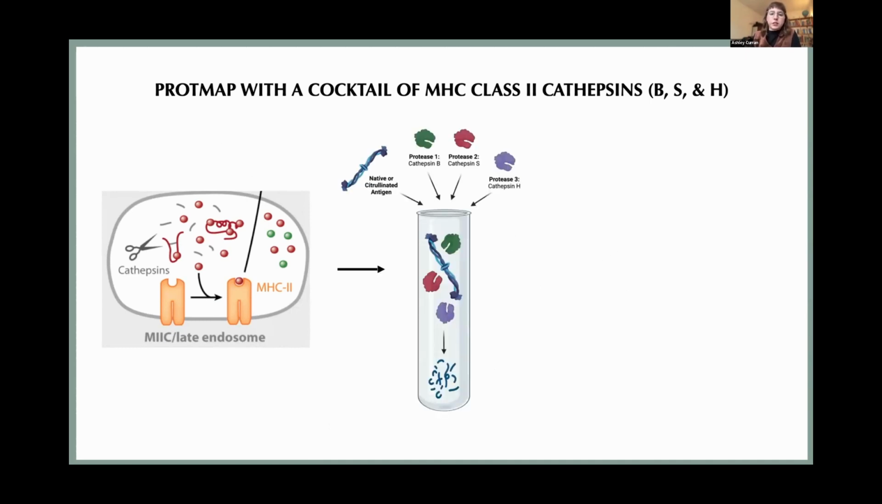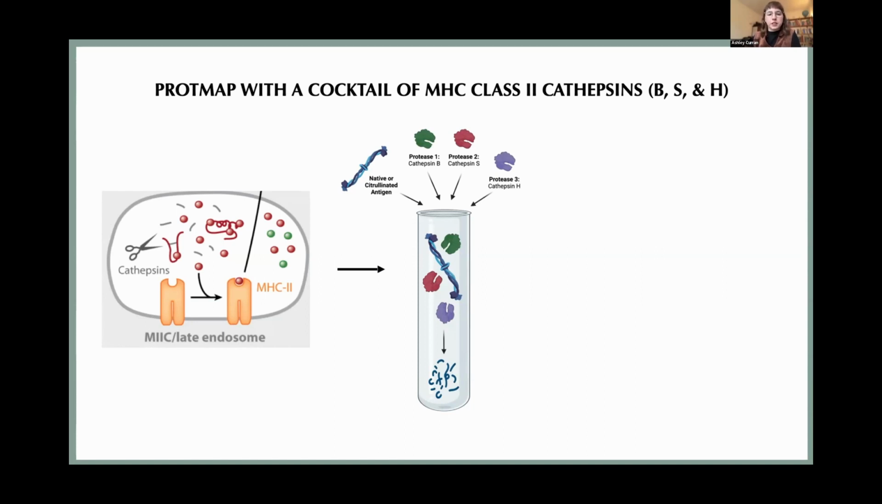So to do this, we used cathepsins B, S, and H. This is a cocktail that was identified by Dr. Scheherazade Sadiq-Nasseri at Johns Hopkins. She found that these three cathepsins can in vitro recapitulate MHC class II processing and generate the dominant peptide repertoire that you would expect to see from a given antigen.